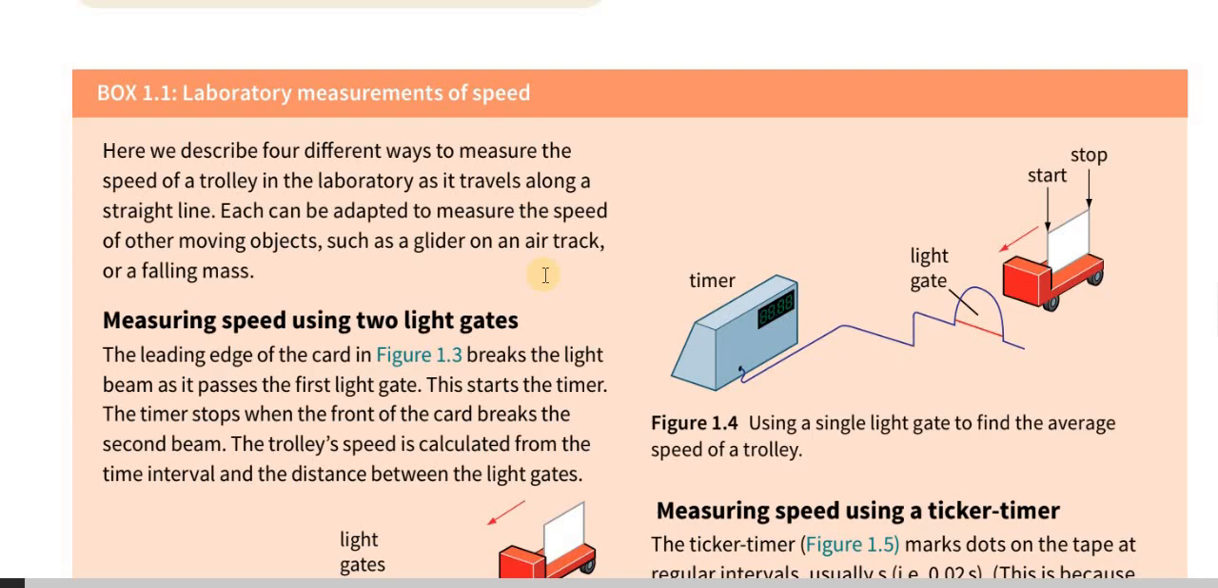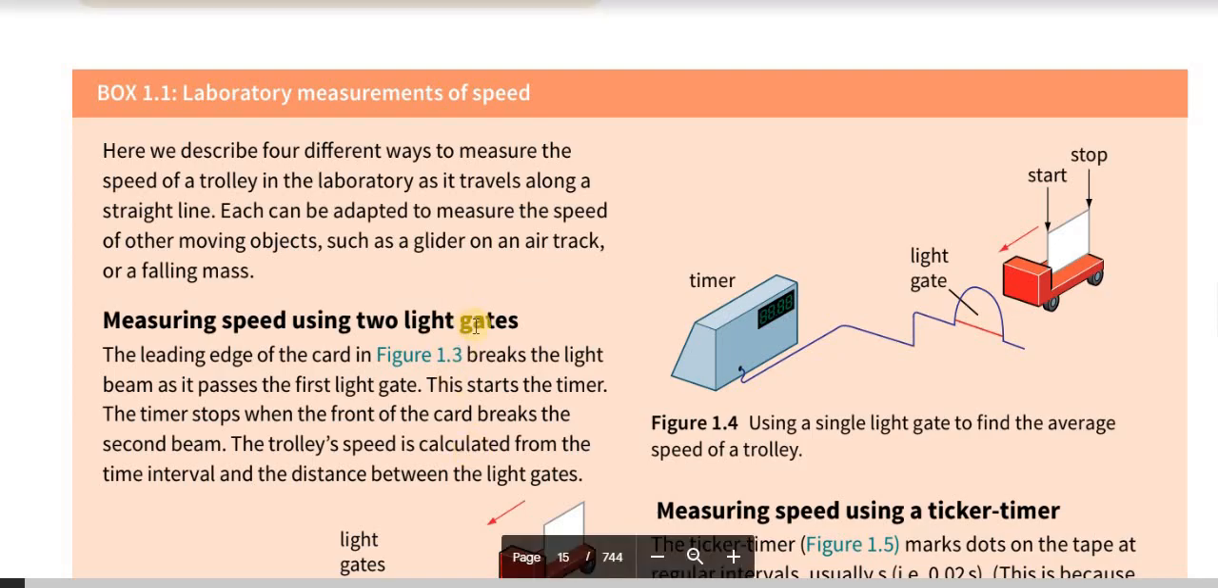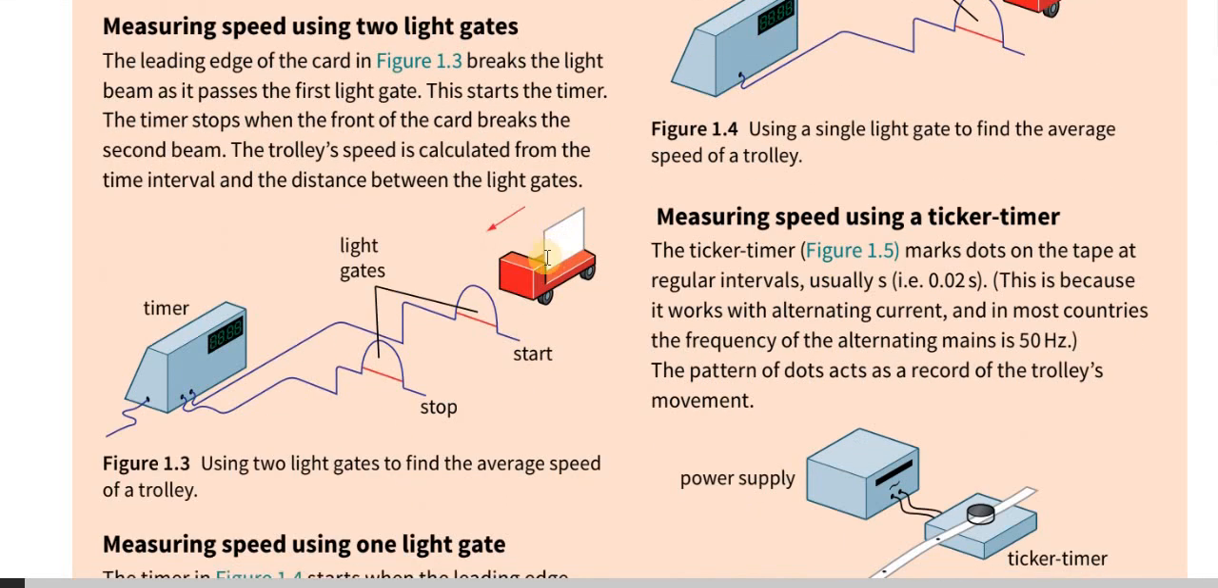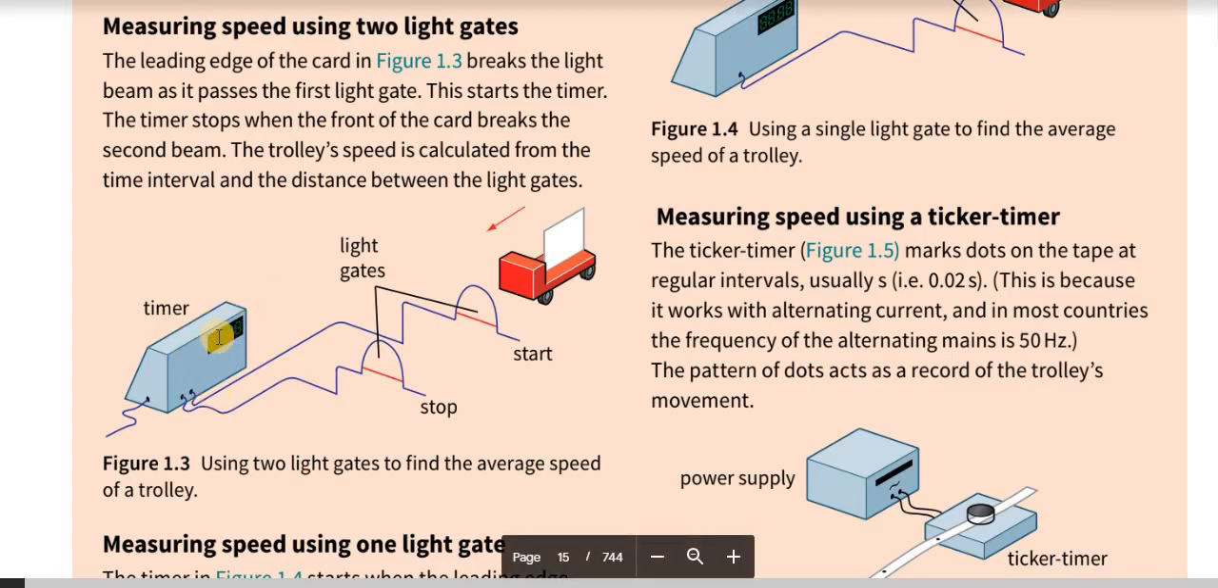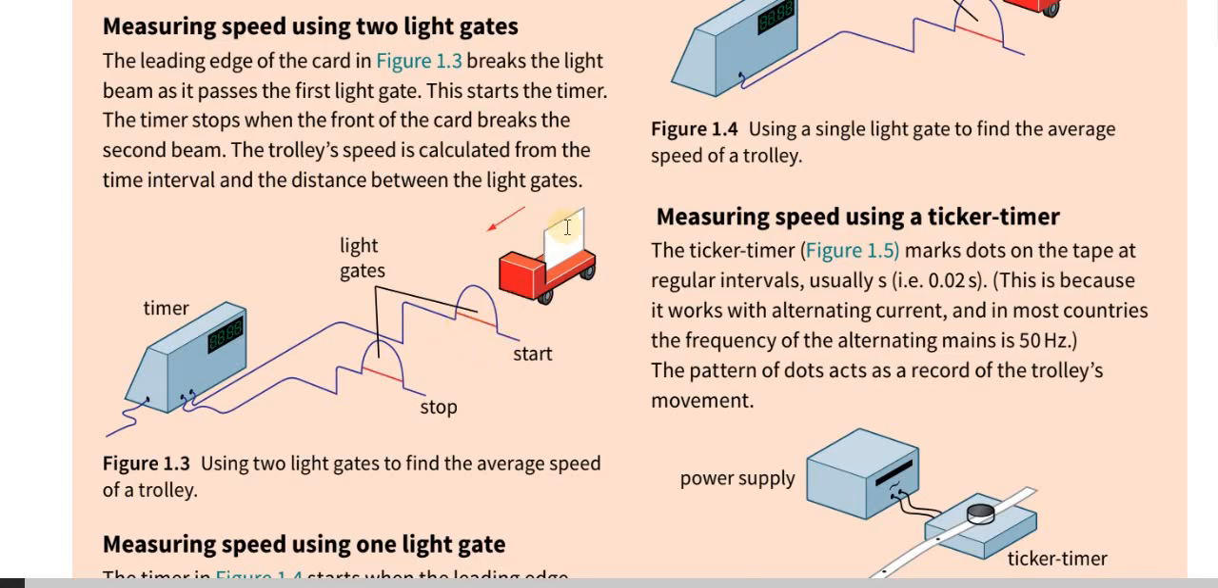The first one is using 2 light gates. As you can see in this picture, there is a card attached to the top of this trolley, and here we have a light gate. Also here we have a light gate, and these two are connected to this timer. When this trolley passes through this light gate, the card blocks the light for a certain period of time, for the length of the card, and then after it passes, the light will get unblocked.